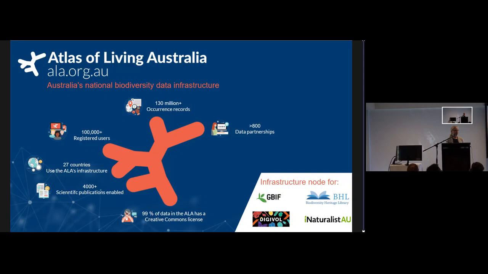Okay. So just quickly, the Atlas of Living Australia, for those of you who don't know, is Australia's national biodiversity infrastructure. We basically, for the most part, work with occurrence core records. We've got several hundred data partnerships with state and federal jurisdictions in Australia, all the museums and collections and citizen science agencies, a lot of them. A lot of our software has been reused by living atlases, and of course we're the Australian node of GBIF.